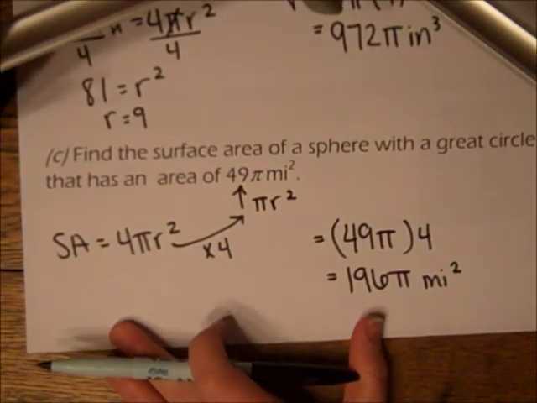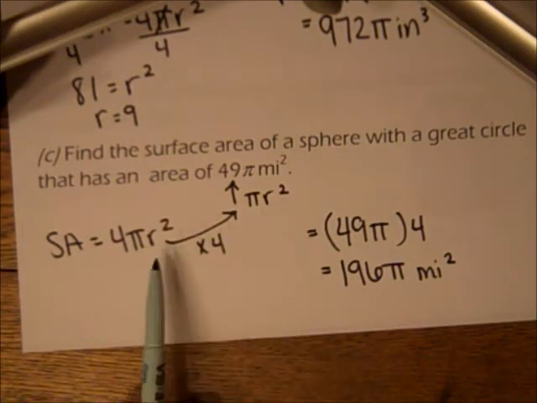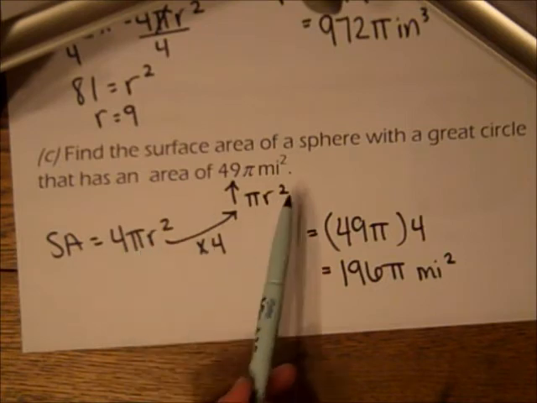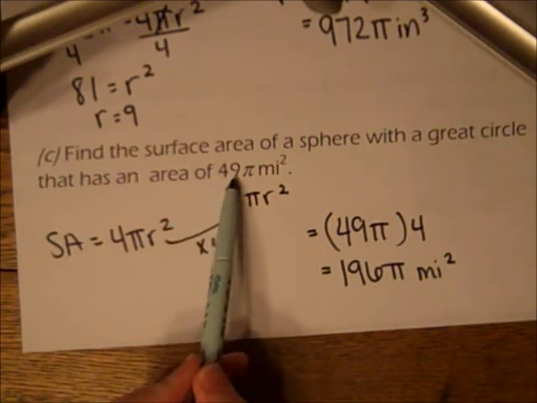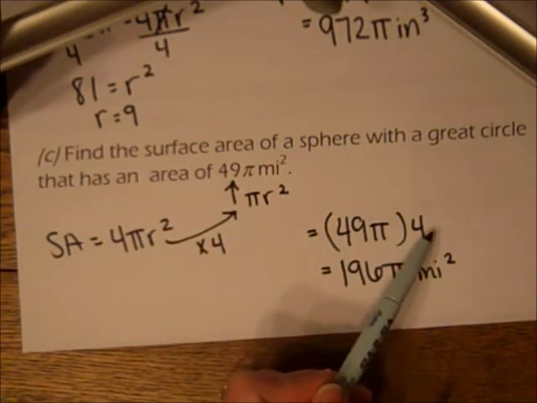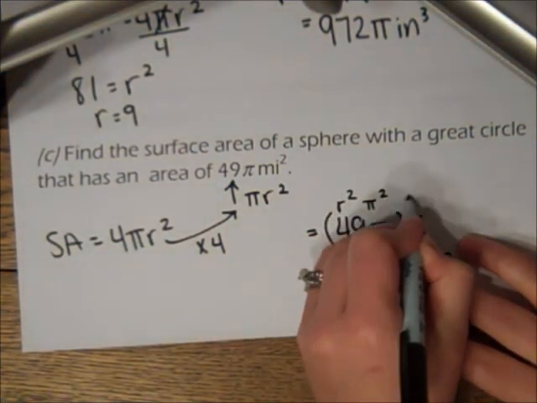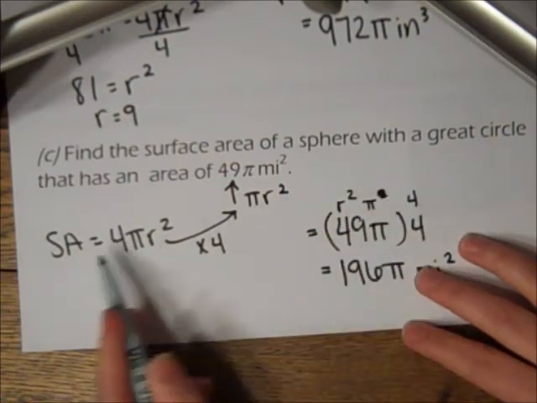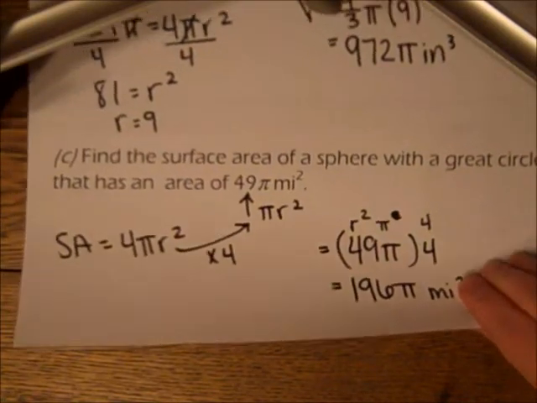They gave me the area of a great circle, and the area of a circle is just pi r squared. They asked me to use that to find the surface area, which is 4 pi r squared. So I noticed between my two formulas, all I did was multiply by 4. So instead of solving the whole problem and reworking it, I just took the area of the great circle and multiplied it by 4, because this already is pi r squared. So all I needed was a 4 to complete my formula. It made it a little bit easier to get to. 196 pi miles squared.